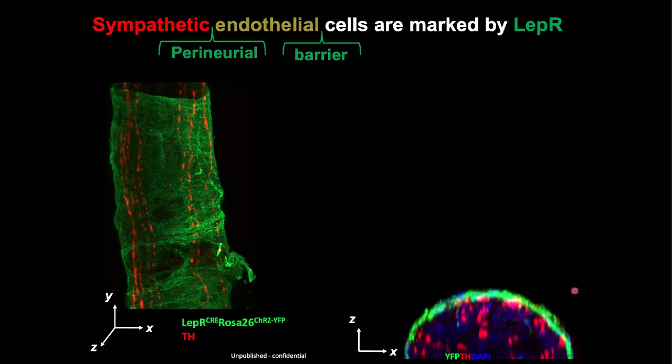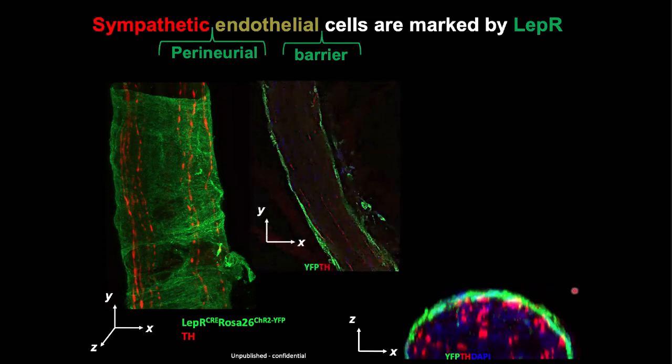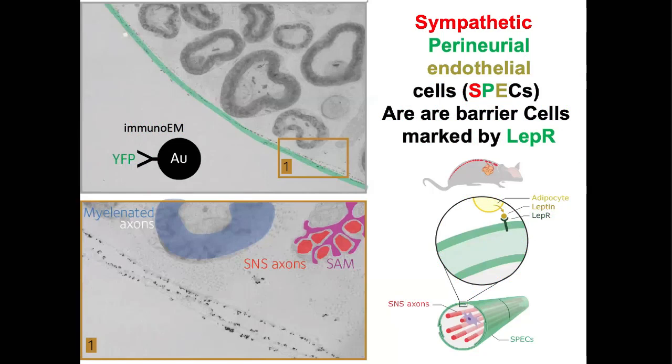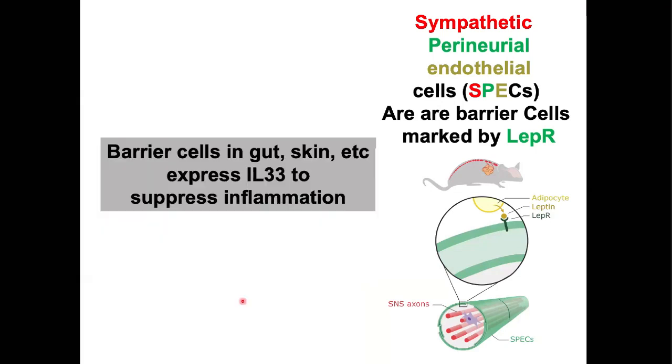They are endothelial cells, but these are actually perineural cells that are very thin and are populating ganglia and sympathetic nerve bundles. We also did immuno-EM, and we saw that this layer of cells is actually very thin, and they seem to be perineural. So we asked whether these endothelial cells would be acting like other barrier cells that exist in the gut or any other structure.